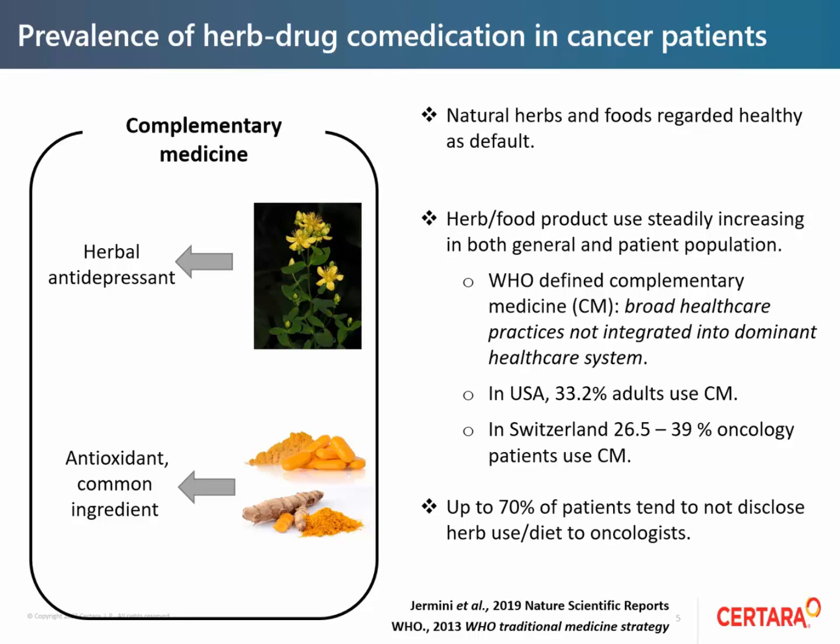And based on this definition, in the US, up to a third of adults have been identified to use complementary medicine, and in Switzerland, up to 39% of oncology patients have also been identified to use complementary medicine. So just to give you an example of what kind of herbal uses there are, this is a photo of St. John's wort, whose extract is often used as an at-home remedy for depression. There's also turmeric, which I'm sure many people are familiar with, as it's a common ingredient to use in food. But curcumin, which is a compound that's found in turmeric, is also often extracted separately and sold as supplements like these because of their antioxidant properties.